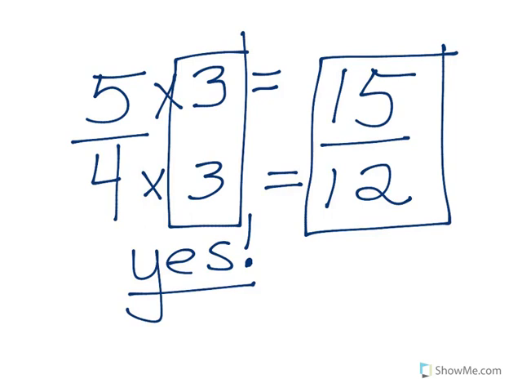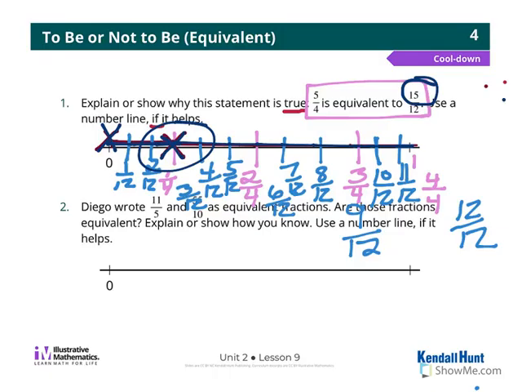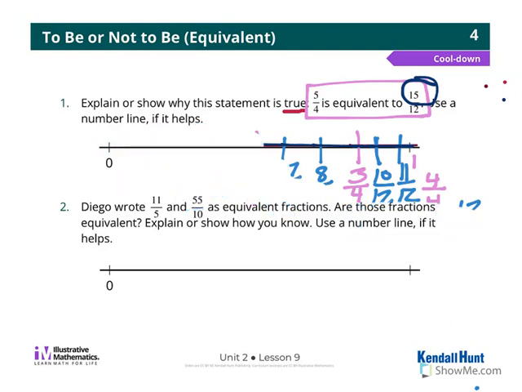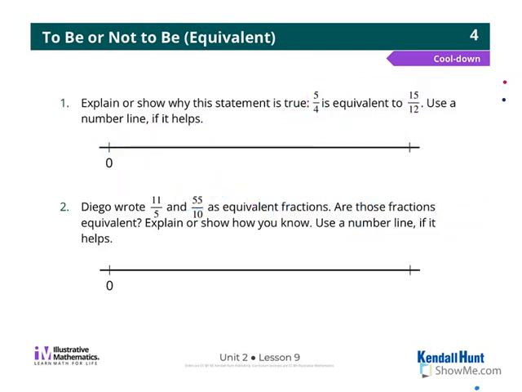All right. The number lines, they work, but you guys, it just takes longer. It's a lot more effort. Plus, it's really hard to keep your work nice and neat. All right, let's look at number 2. Diego wrote 11/5 and 55/10 as equivalent fractions. Are those fractions equivalent? Explain or show how you know.